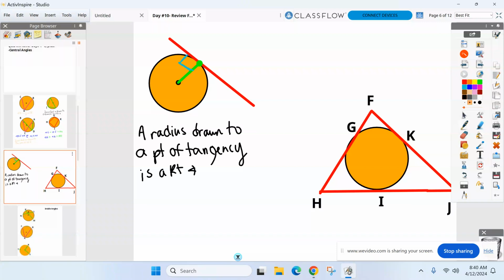Next diagram. I'm not a big fan of this. A little embarrassed by this diagram myself, but G, K, and I are where they intersect the circle. Okay, those are your points of tangency. That's where they intersect the circle. What's true up here? There's actually three things that are true, but I only want one. What's true about this diagram? Give me something that's true. You could add on to it.